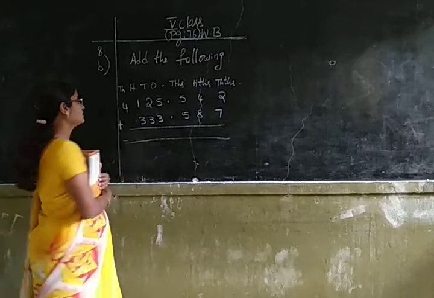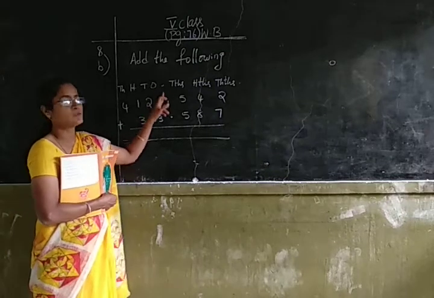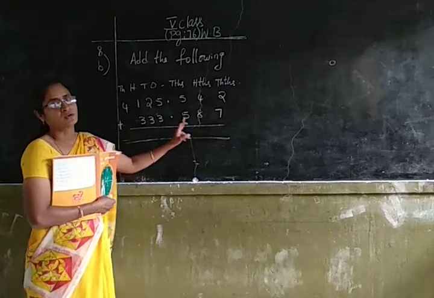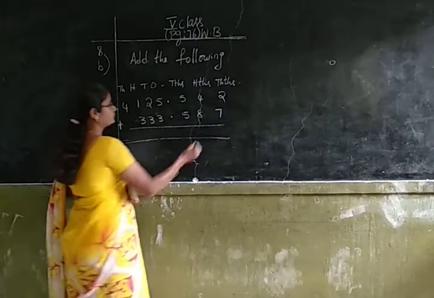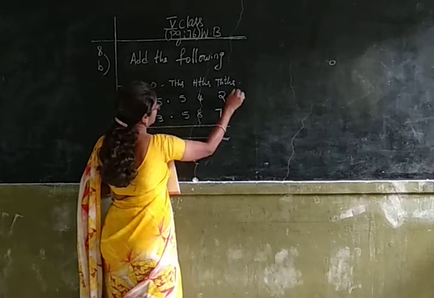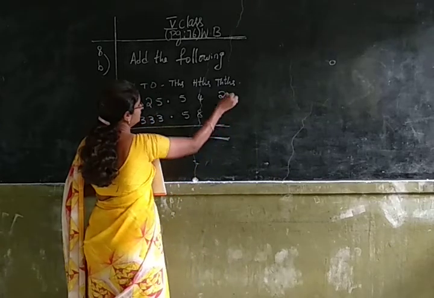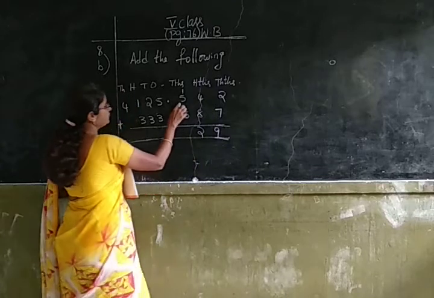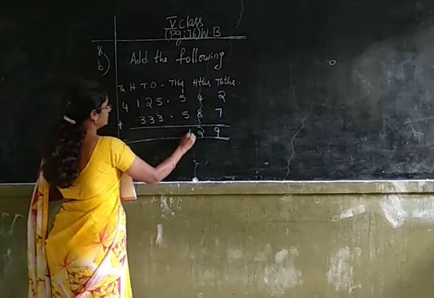addition, which is plus. After that you have to check whether the decimal point is in one column or not, which means that you have arranged the numbers according to their places correctly. Okay children, start adding from thousands place. 7 plus 2 is 9, 8 plus 4 is 12, 5 plus 5 is 10, 10 plus 1 is 11.